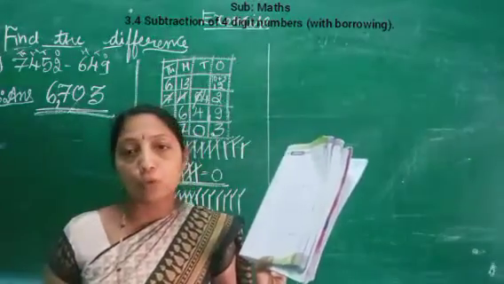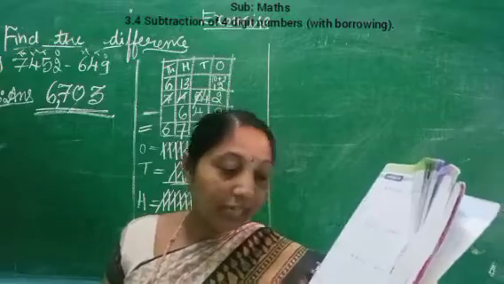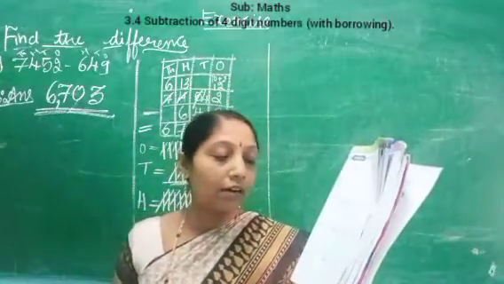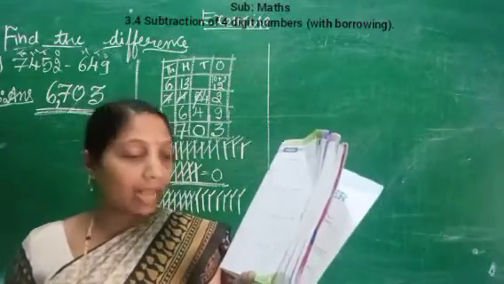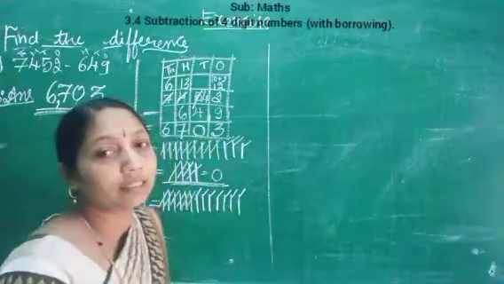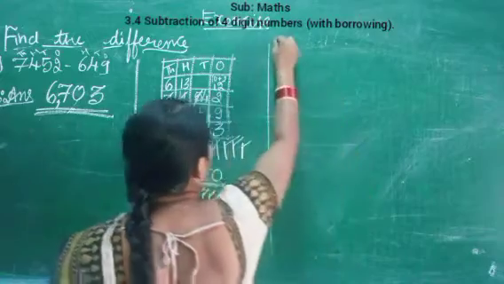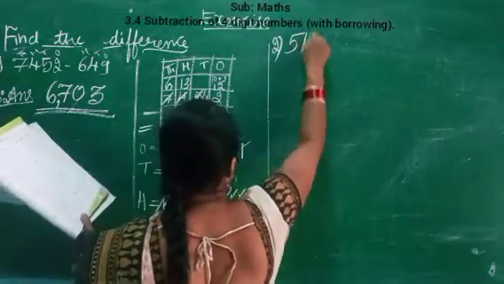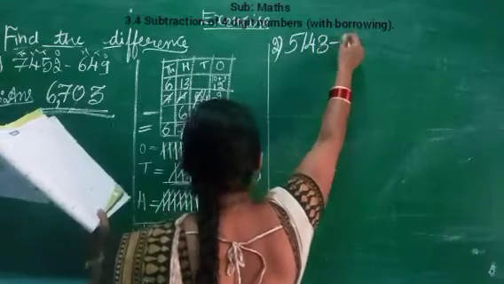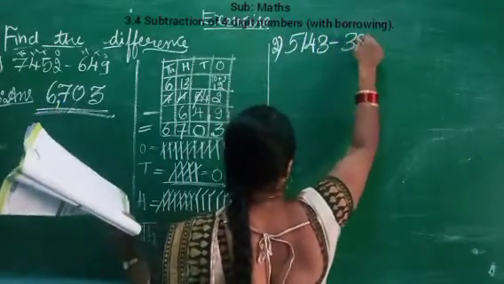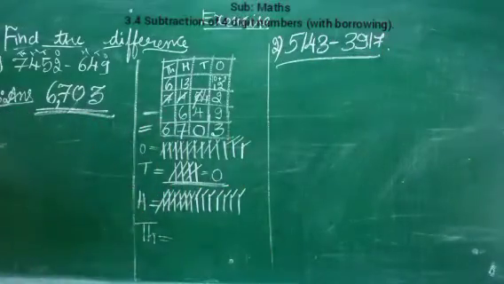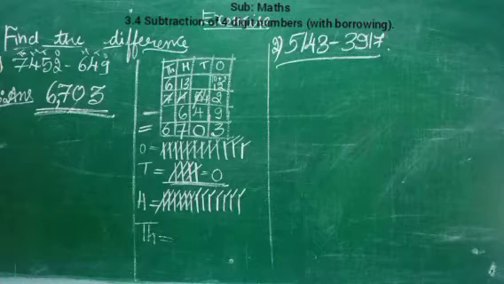Okay children, I will solve you another one. Plus 12th one, I will consider the second one, 5143 minus 3917. Okay children, it is the second one for me. 5143 minus 3970. It is the problem. How can you solve this problem? Okay children, what step you taken?